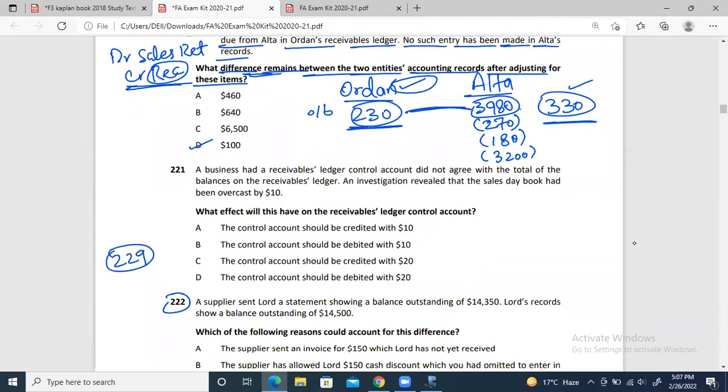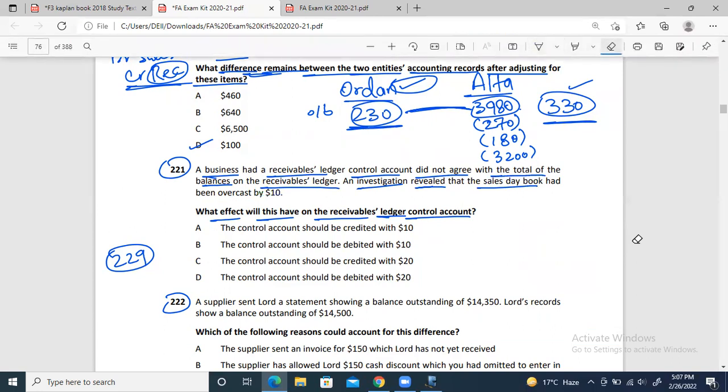Now let's do 221 as well, this one. What effect will this have on the receivables ledger control account? A business had a receivable ledger control account that did not agree with the total of the balances on the individual receivable balances, which is the receivables ledger. An investigation revealed that the sales day book had been overcast by $10. Now, I just told you one thing in the notes as well: whenever there's an error in the sales day book, it directly hits which account? The receivable ledger control account. Only the control account, not the individual balances, right?